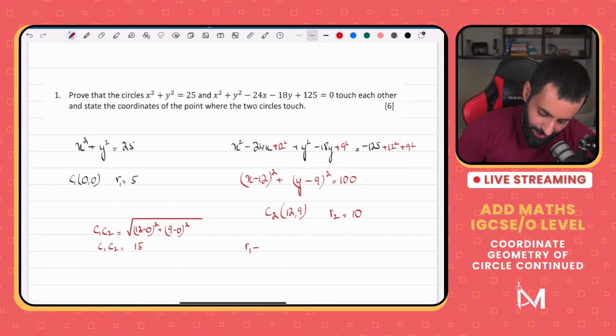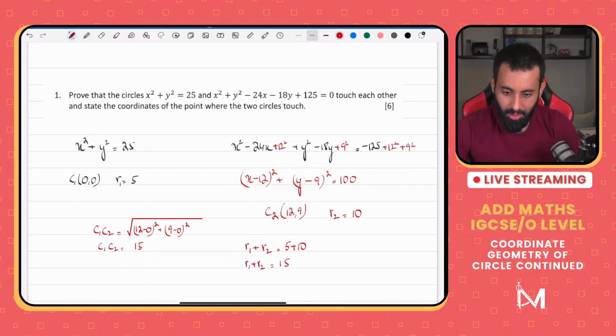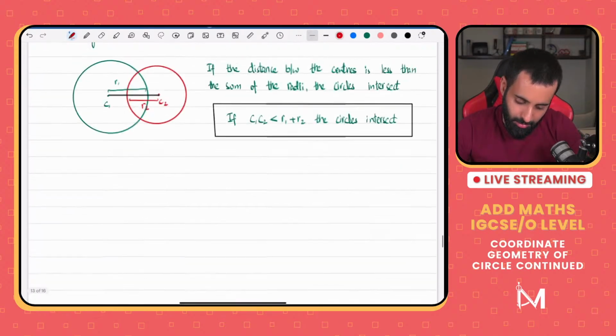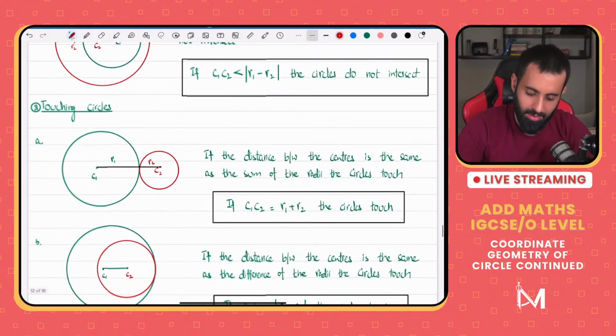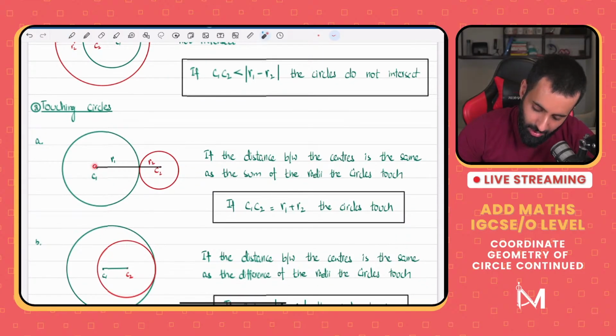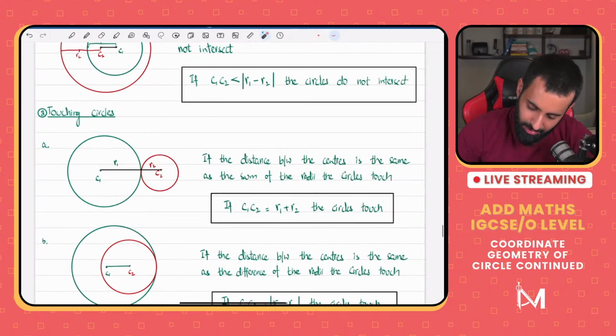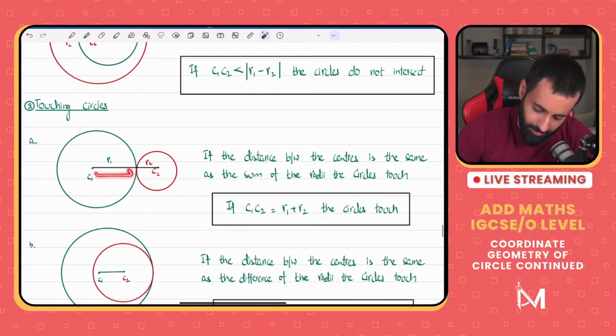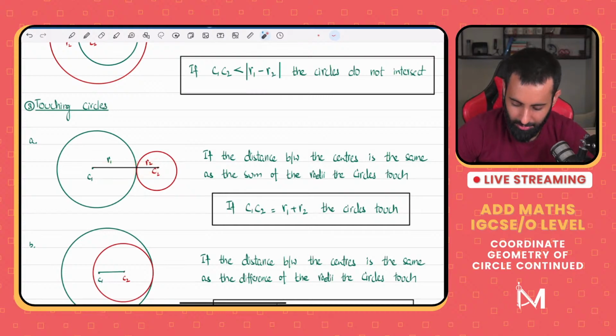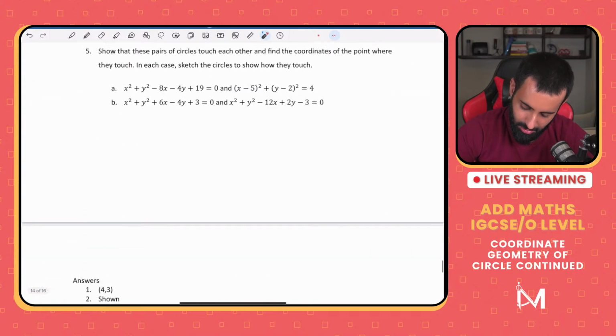Then if I add the two radii, what do we get? We get 5 plus 10, which means the sum of the two radii is equal to 15. Now, if we go back, this is the kind of situation where the distance between the two centers is equal to the sum of the radii. I repeat, the distance between the two centers is equal to the sum of the radii. Therefore, the circles are touching.